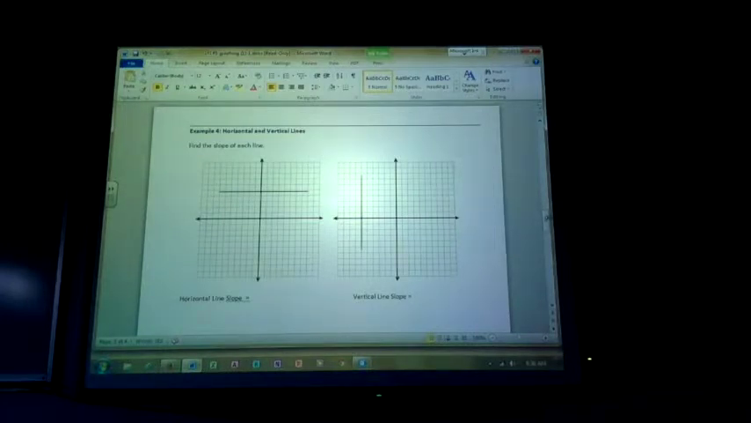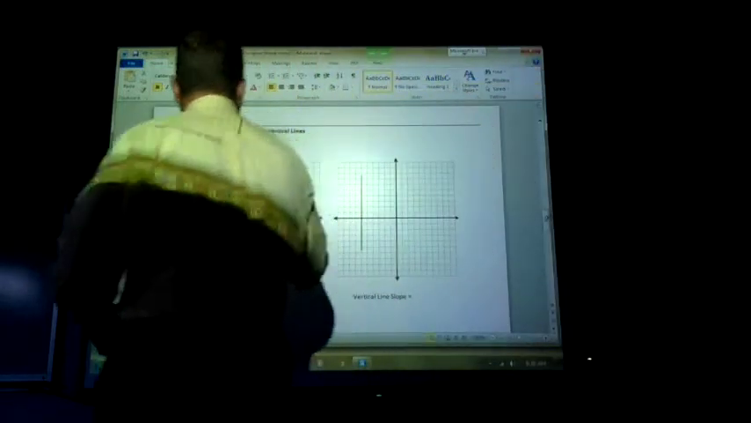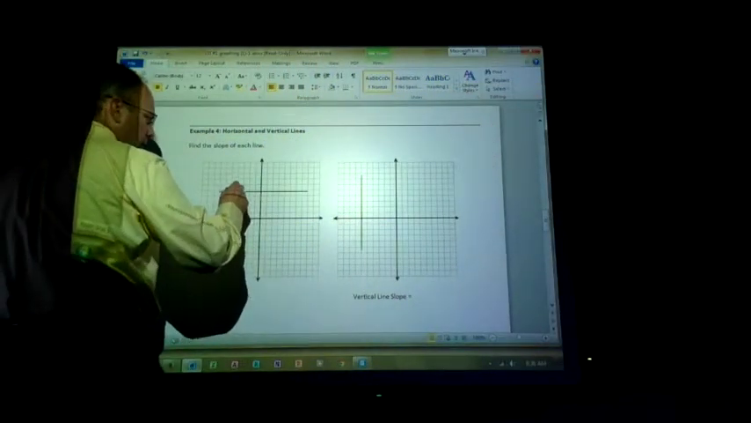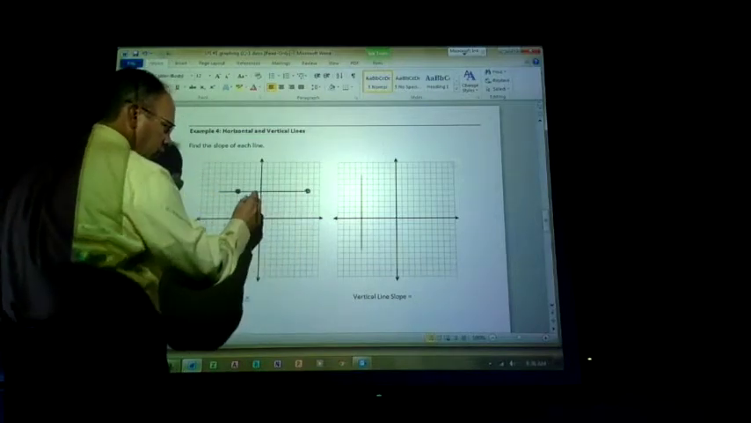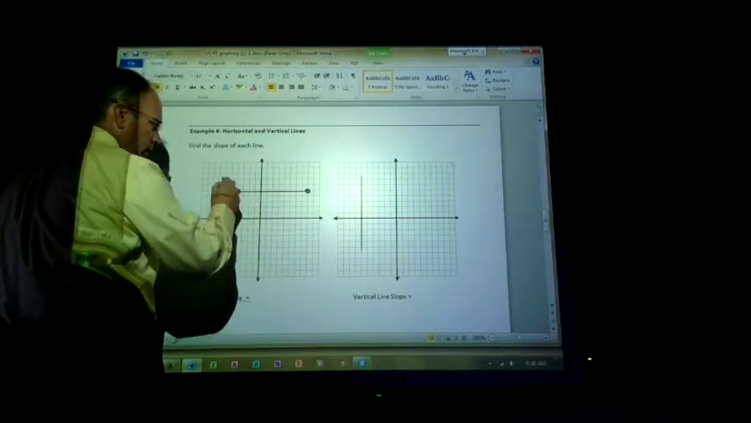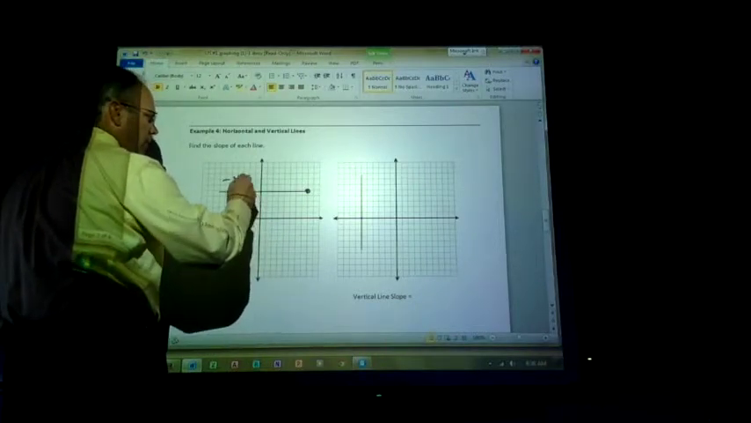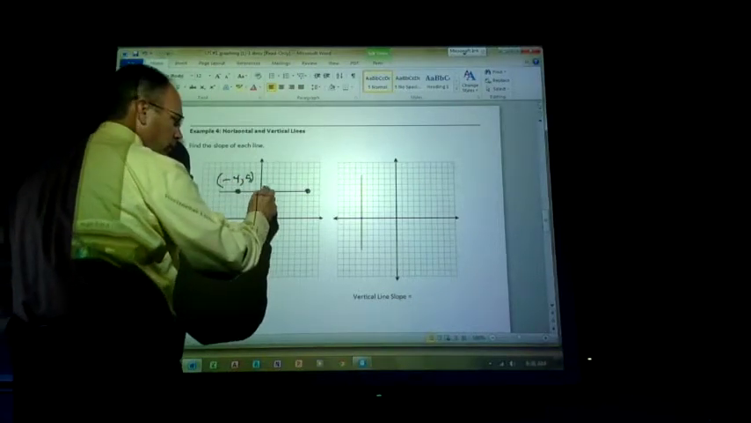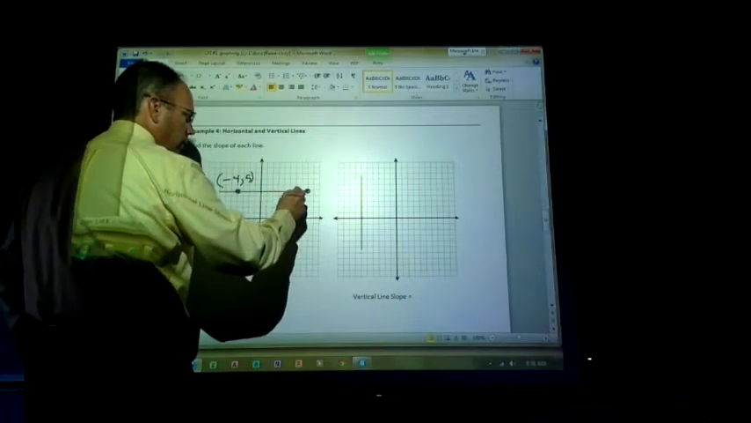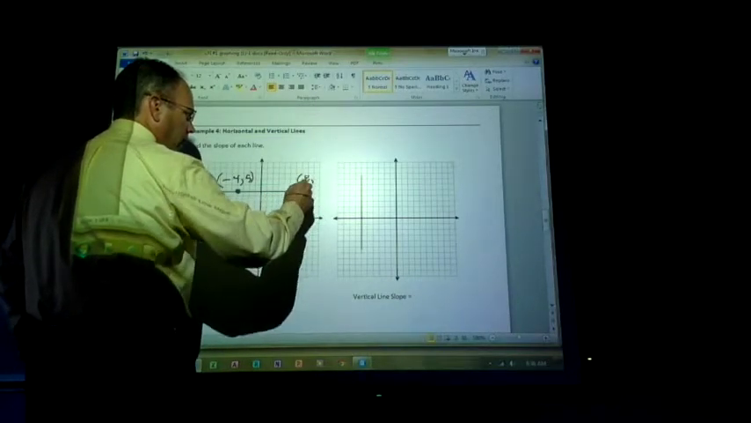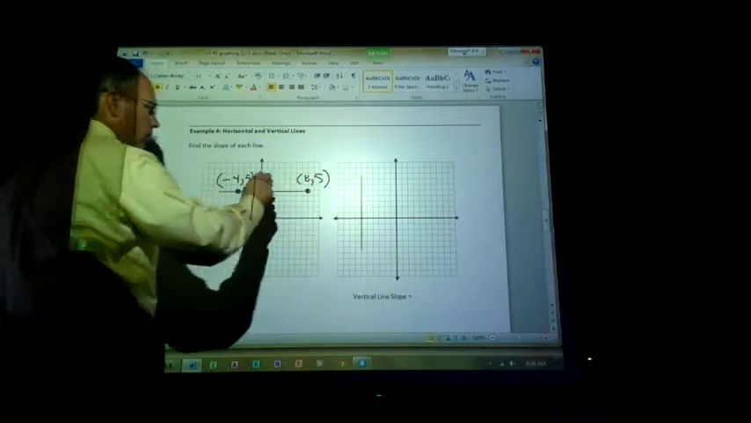Horizontal and vertical lines. Hang on, so we can do this. So let's pick 2 points. I'm going to pick this point right here, and I'll pick this point right here. So this is the point negative 4, comma 5. And this point is 1, 2, 3, 4, 5, 8, comma, and then up 5. So it's a horizontal line.